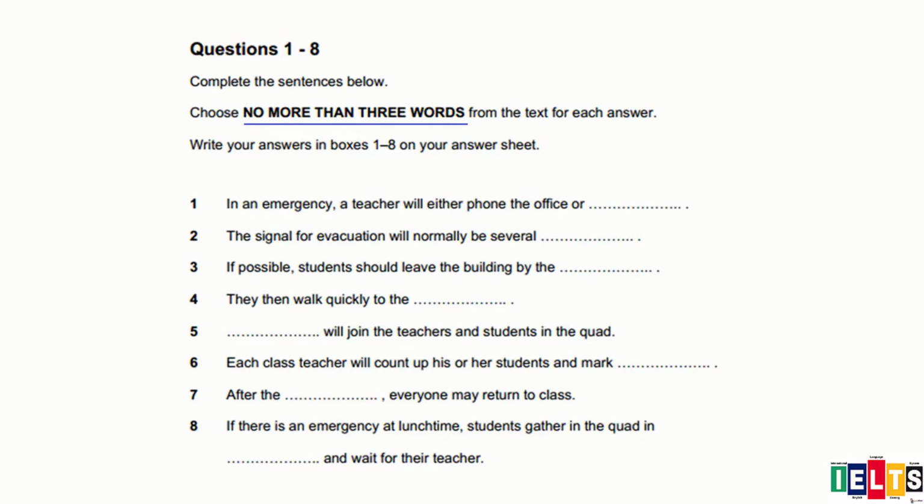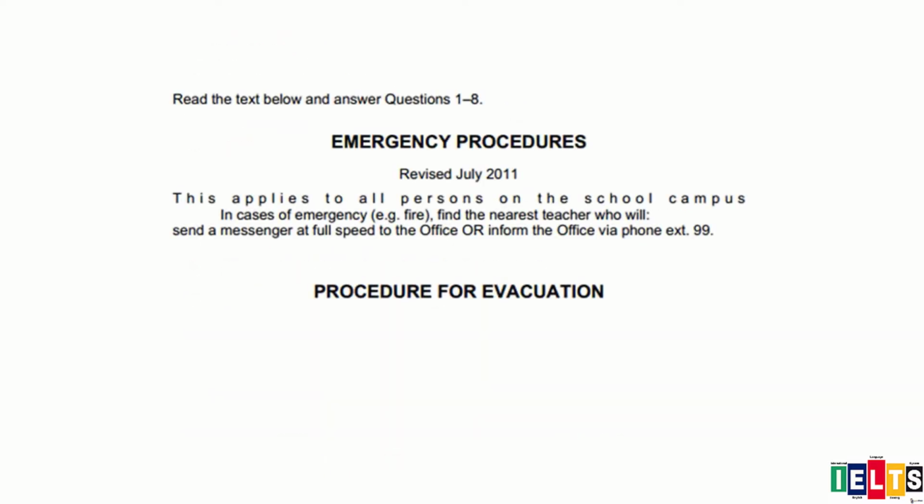Question 1 says, in an emergency, a teacher will either phone the office or... Now that you have read the sentence, you need to underline any keywords. Okay, I would underline emergency, teacher, phone, office, and or. Once you have underlined these, go back to the beginning of the text and scan the text for these words. It should be in the first paragraph, the answer.